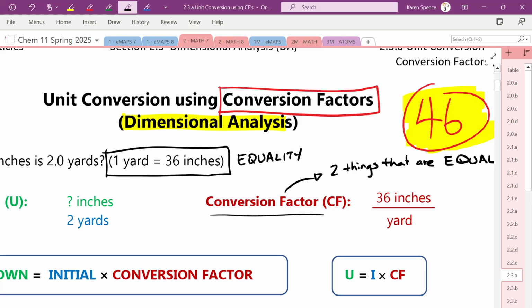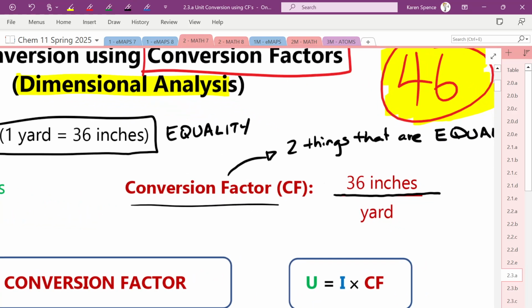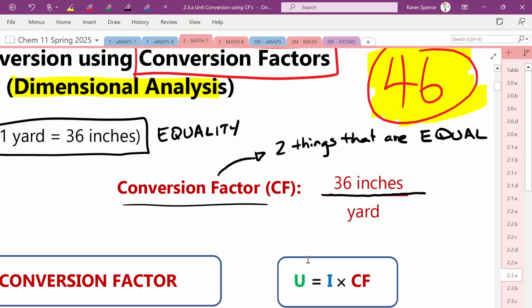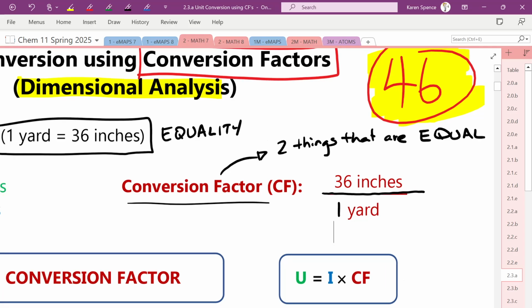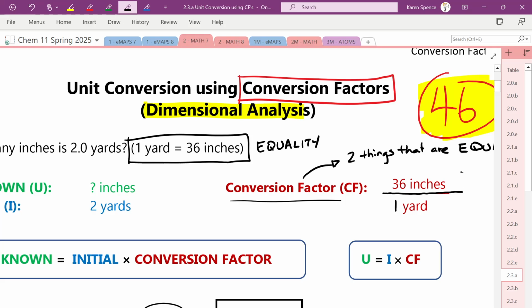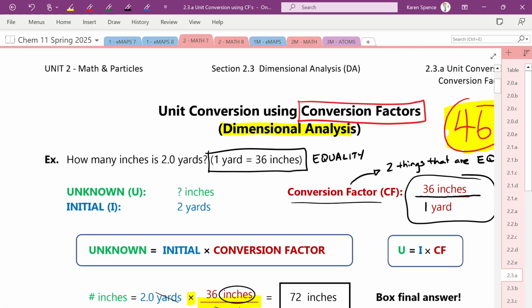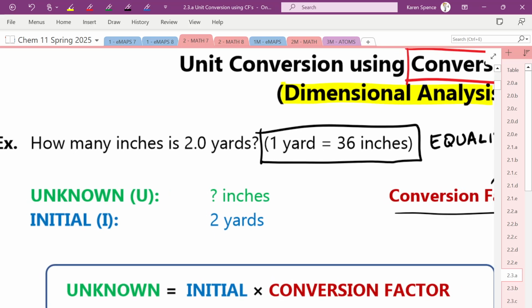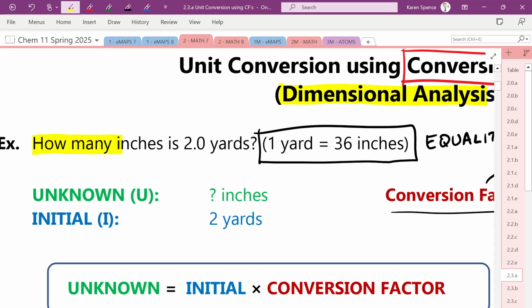And how we make it a conversion factor is we write one of the numbers over top of the other number. And if it's 36 inches per yard, you can just write it as 36 inches over yards, or you can write it over 1 yard. That one doesn't matter whether it's there or not. Okay? What this is going to allow us to do is convert between inches and yards. So our question then is, how many inches? That is our unknown quantity.